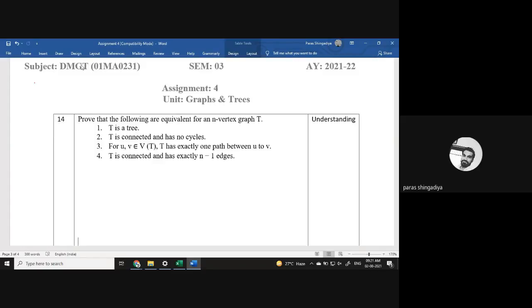So let's finish the remaining examples. That is a part of tree. Clear? And in this 14th question, we have to prove an equivalent result for an n vertex graph, which is known as a tree. Clear?